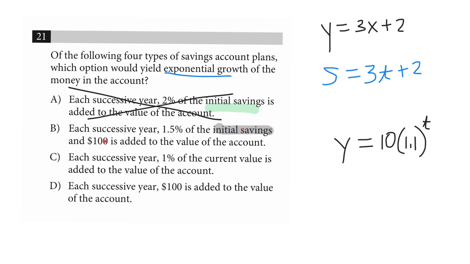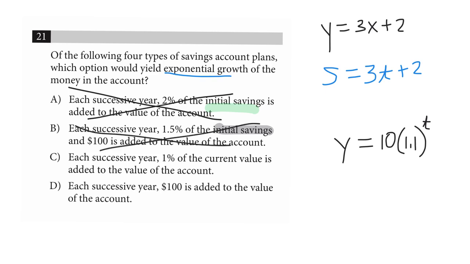Well, it's still the same amount every year. If the initial savings were $100, then it would be $1.50 plus 100. So basically, according to answer choice B, every successive year, $101.50 is added to your account. Well, again, that is a constant rate of change, which therefore makes it a linear function.